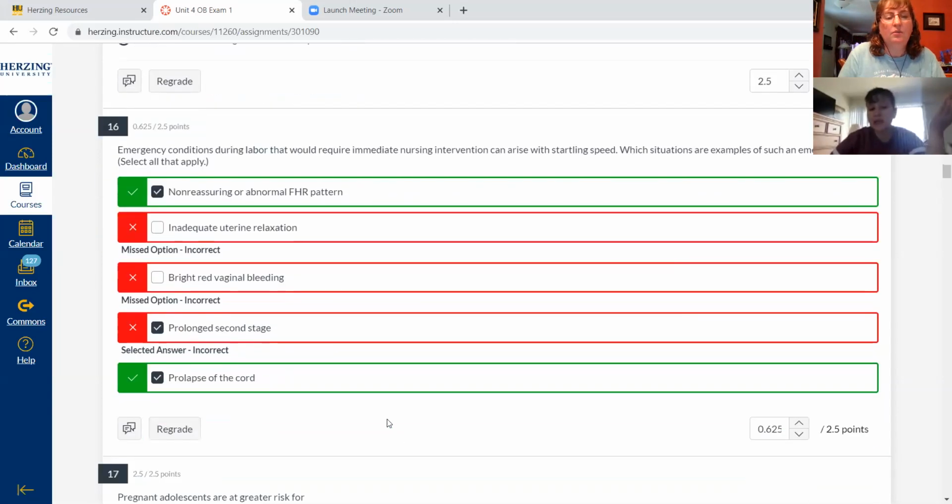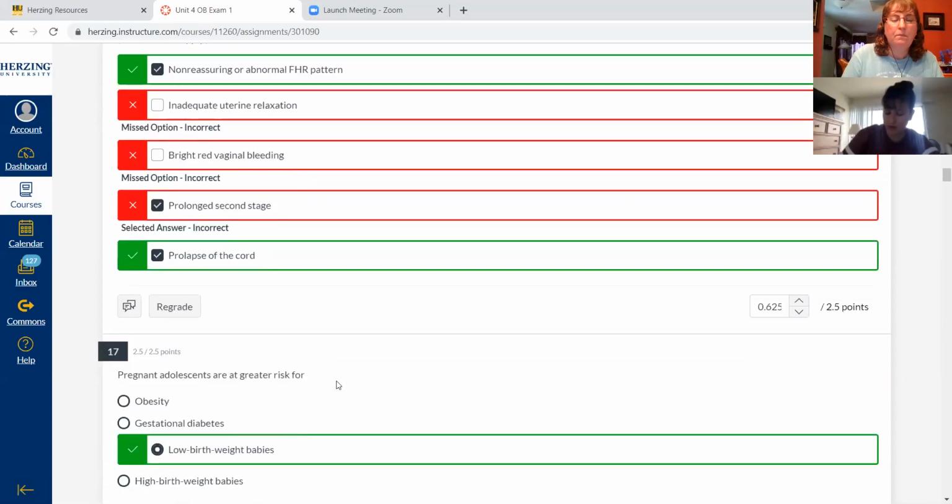I picked it because in the clinical, that was an emergency for one of the patients. What else was going on in that? She had a prolonged second stage. I don't remember off the top of my head. There's probably something else with it that made it an emergency, but just being in a second stage of labor for a long period of time is not an emergency. Yeah, off the top of my head, I don't remember what else was going on. There's been so much going on. Yeah, I get it.